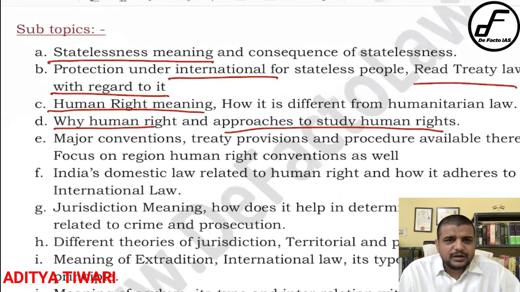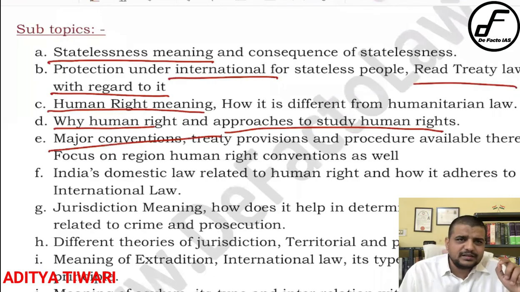If you look at the different approaches to study human rights, or the different guiding principles with regard to human rights, they are basically accountability and non-discrimination. Then we have sustainability, which means human rights should be given in such a manner that they are sustained for a longer period. Understood that particular point? Those are very typical components of human rights, so that sort of study has to be done. Then we will talk about major conventions. I suggest you go through three major conventions.